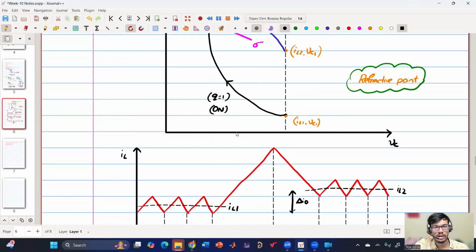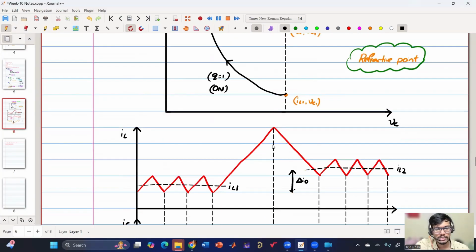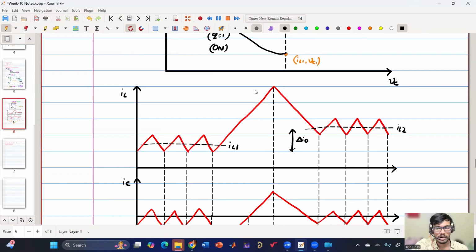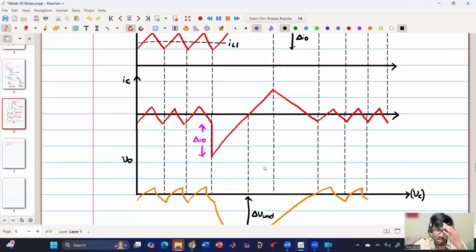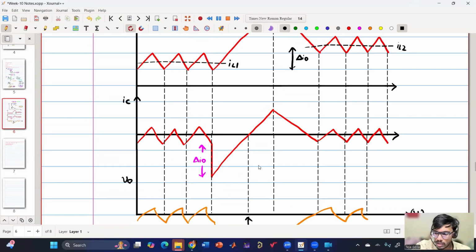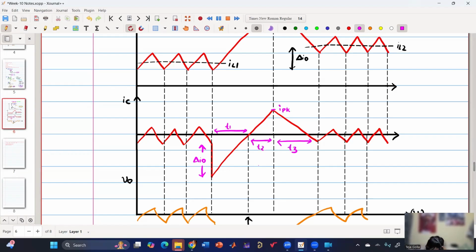So is this clear? Just to correlate, this peak point is this peak point, which we are going to calculate. Now in this time optimal trajectory, we would like to find how much is the settling time, how much is this I peak, as well as how much is the delta V undershoot. So we are going to calculate and then understand the thing. So this is my I peak. And this can be considered as T1, this as T2, and this as T3. Again, we are neglecting the ripple.